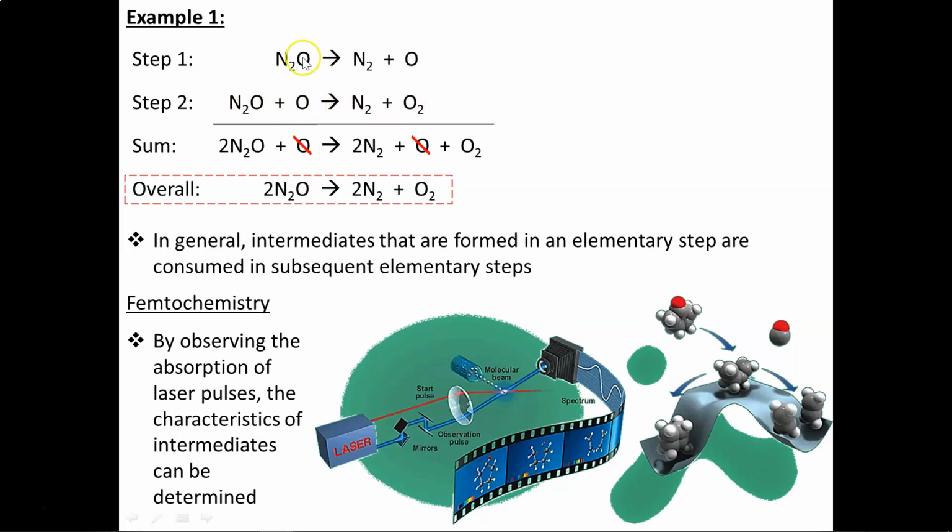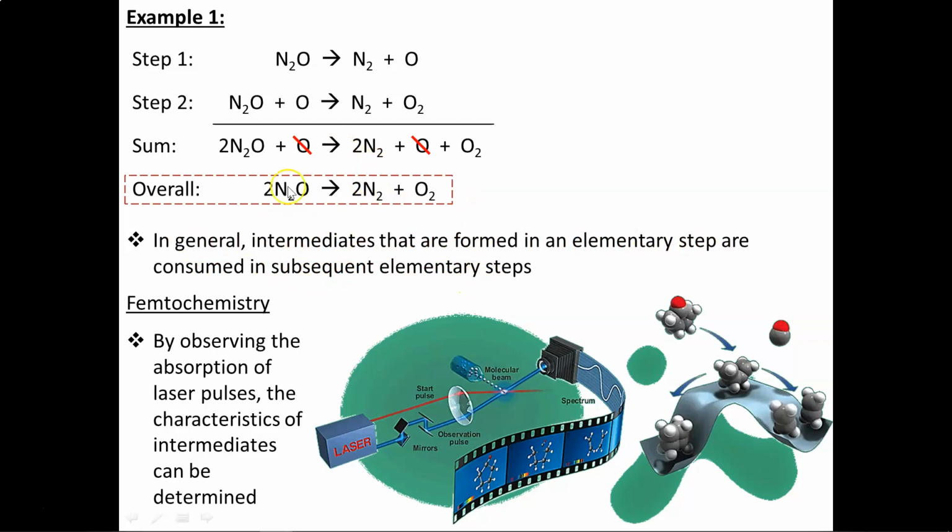Because the monatomic oxygen appears on the reactant side once and the product side once, it kind of cancels itself out. It's used up in the subsequent step, so it never appears in the final part. So we can take it out in our overall net equation. Because I require 2 N2Os in order for this reaction to occur, that's why the balanced equation requires 2 N2Os, and 2 nitrogens are produced during the process, one at the first elementary step and the second one in the second elementary step, for a total of 2 nitrogens being produced. So in general, intermediates that are formed in an elementary step are consumed in subsequent elementary steps.